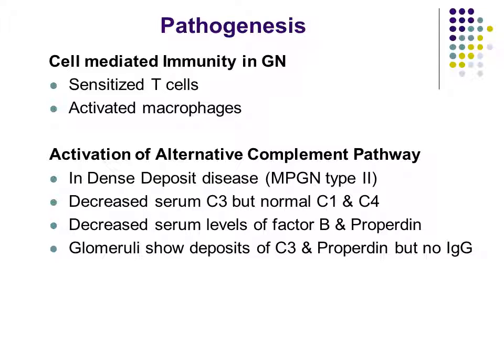Activation of the alternative complement pathway, like in dense deposit disease, that is membranoproliferative glomerulonephritis type 2, you can see decreased serum C3 because this complement C3 is deposited in the kidney. So you will see that the serum complement 3 levels are decreased, while C1 and C4 are normal. There is decreased serum level of factor B and properdin. Glomeruli will show deposits of C3 complement and properdin, but no immunoglobulins, which can be demonstrated with the help of an immunofluorescence microscope.